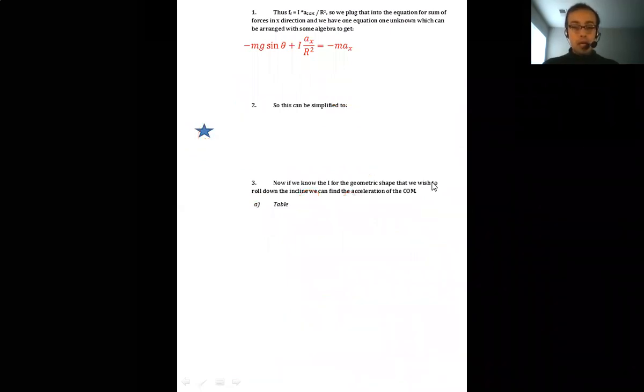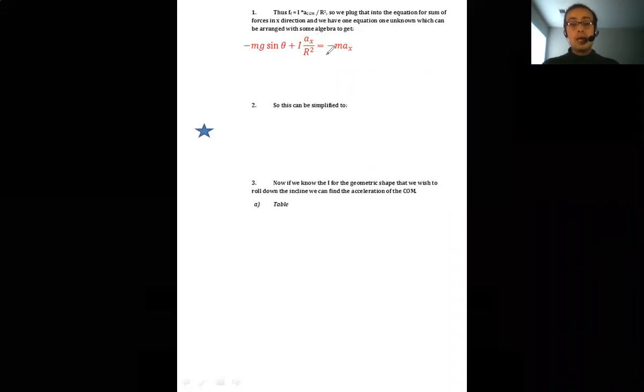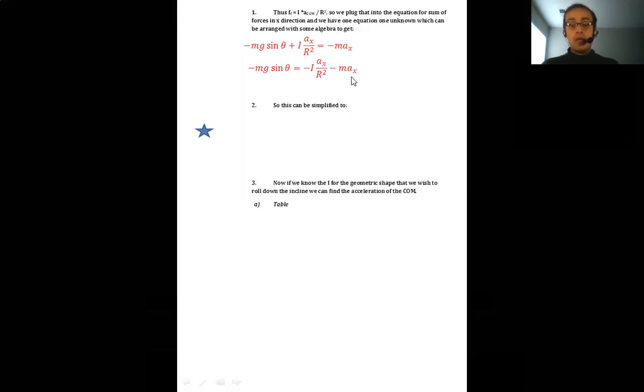So what we're going to do is we plug in for the force of friction, and it's negative mg sine of theta plus I A sub x over r squared equals negative m a sub x. We rearrange this so that we can get all of the A sub x factors on the same side. We then pull out A sub x here, and then we can multiply both sides by -1, so we're dealing with just positive quantities on all sides, which is very nice. We don't want any negativity in these videos if we can avoid it.